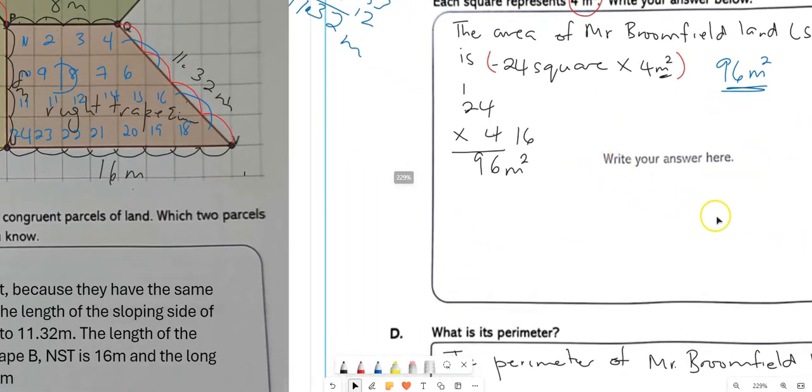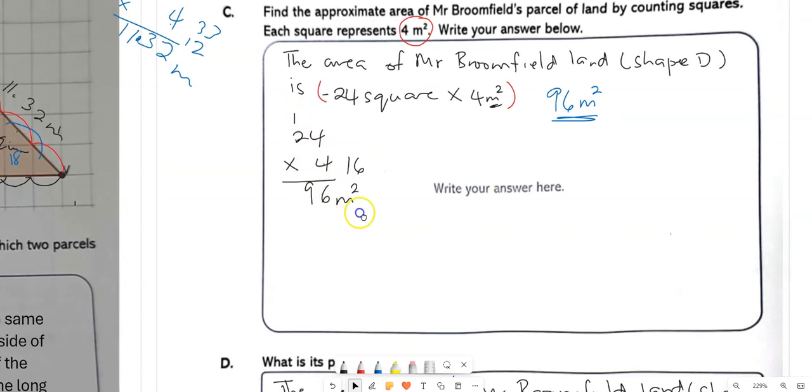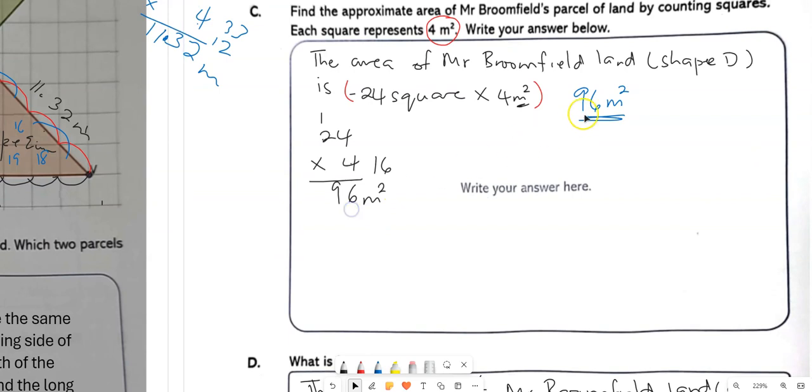So 24 times the 4. Here we had 4 4s would give us 16, 6 carry 1, 4 2s, 8 and 1, 9. That's how we got our 96 there. So the area is 96 square meters.